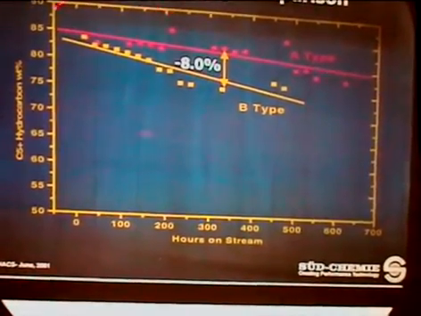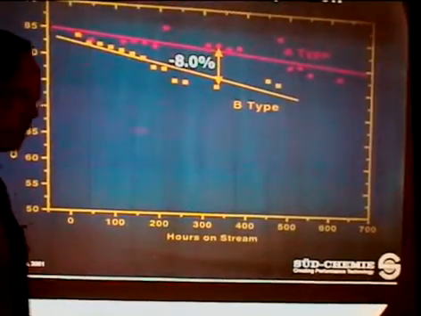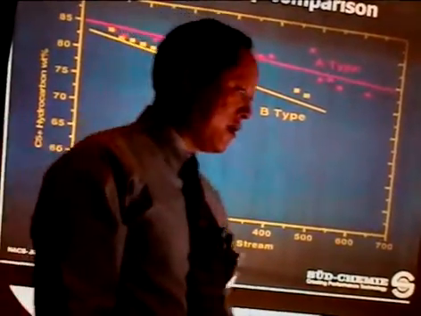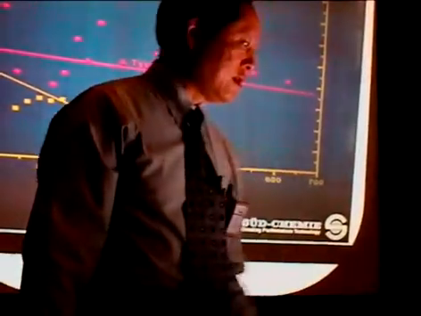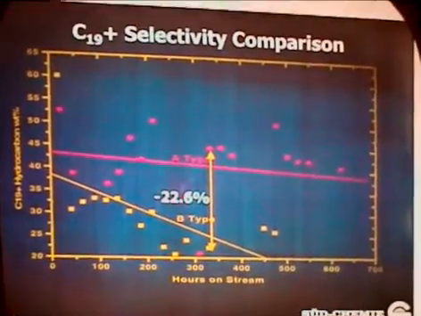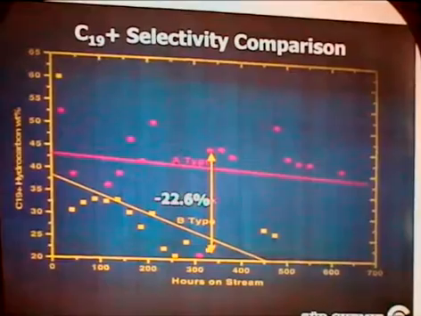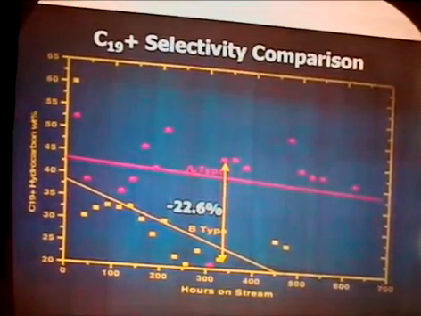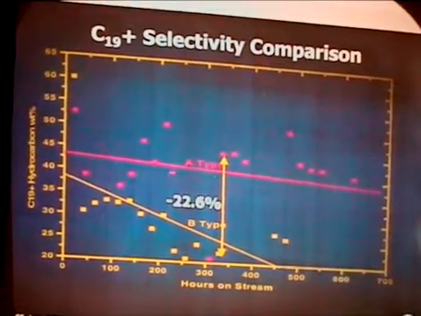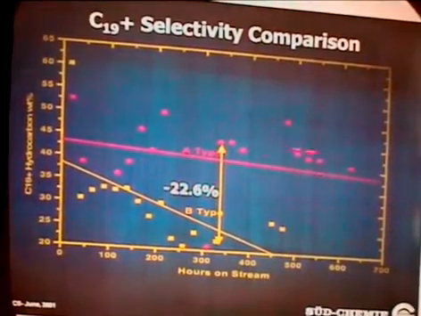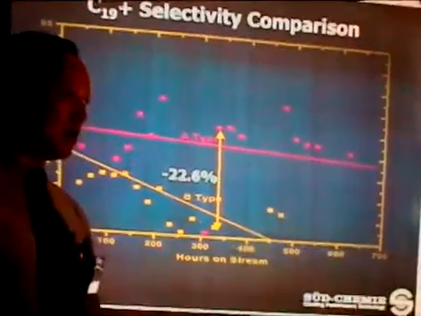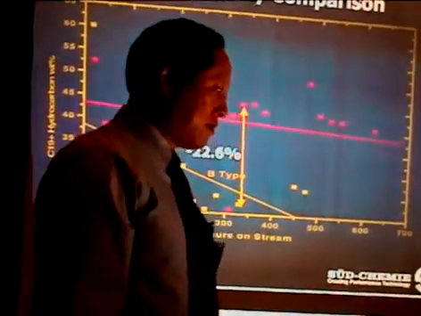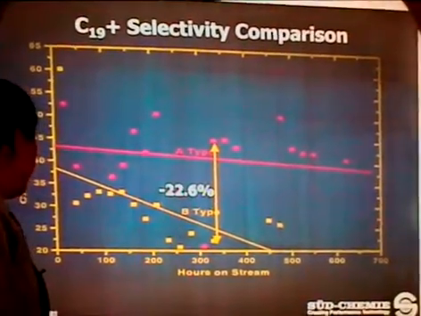The data may be a little bit sketchy, but all the way through you can see that this preparation method gives high C5 plus selectivity. Then we looked further at the C19 plus selectivity, which means high molecular weights. We see a more striking difference between the two catalysts, and you get even higher selectivity with the A type preparation method. It also seems to be the most stable. Again, there is some scattering, but the general trend is there. For C5 plus selectivity you get 5% or 8% more, while for C19 plus you get 22%.